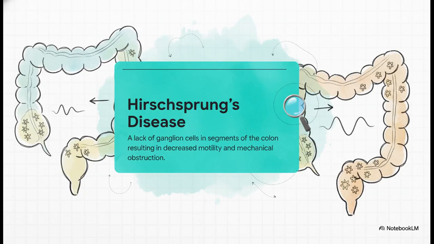The magic word here is aganglionic. It just means that a section of the colon is missing the special nerve cells, the ganglion cells, that tell the muscles to squeeze and push stool along. Without those signals, that part of the bowel just sits there, paralyzed. It can't move, and it creates a massive traffic jam of stool behind it.